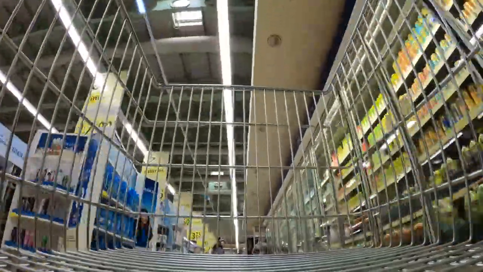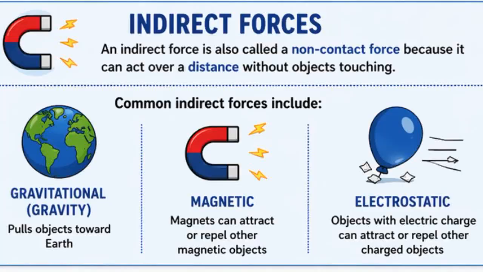trolley. An indirect force is also called a non-contact force because it can act over a distance without objects touching. This means the force still works even when there is a gap between the objects. Common indirect forces include gravitational, magnetic, and electrostatic forces.